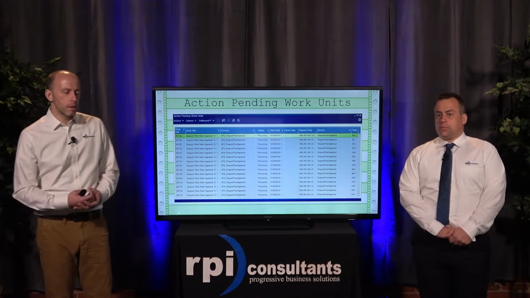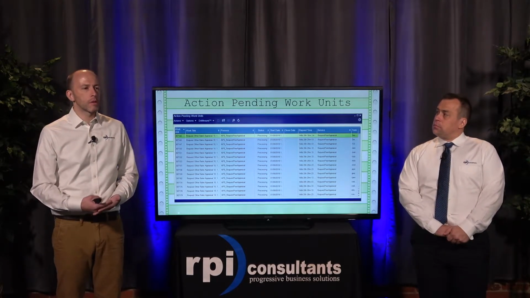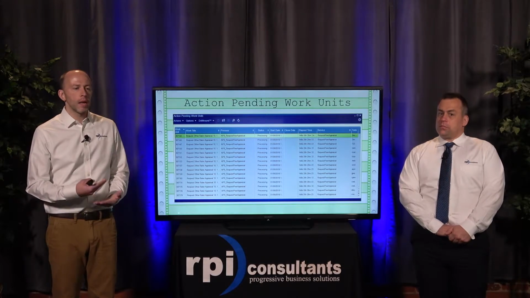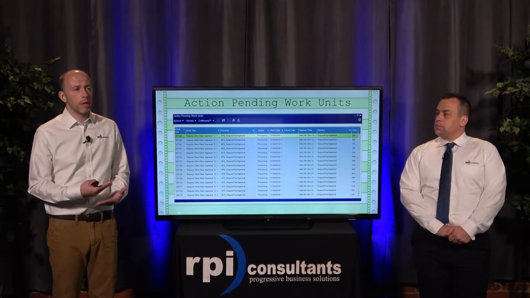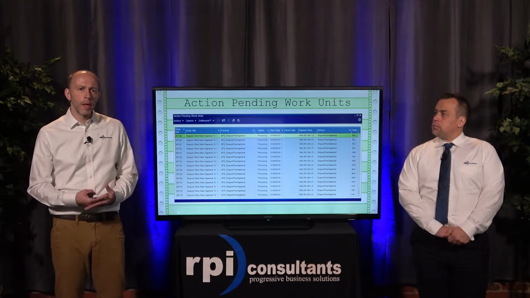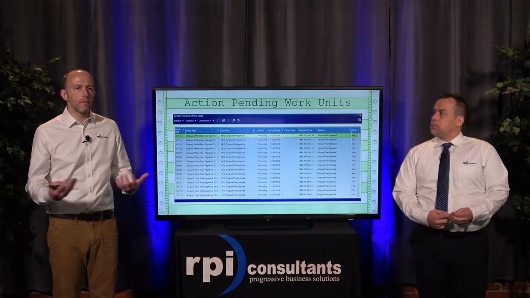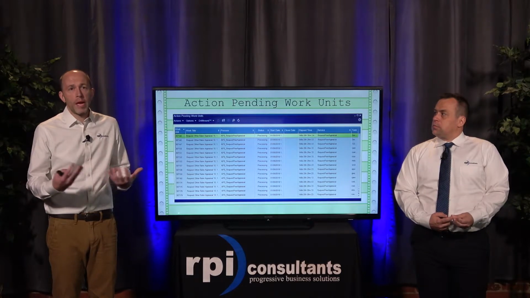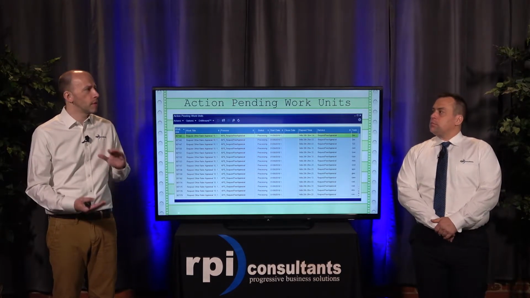Then we go into there's an action pending work unit screen, and this would be available to anybody, to the administrators, but also anybody that might have the read-only, the process server read-only role. And it basically says, here's all of the work units that are waiting for somebody to take action. So it gives you that big list.